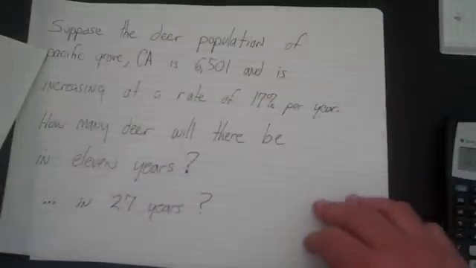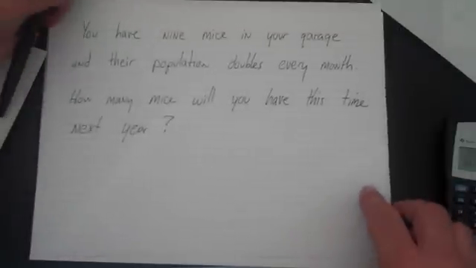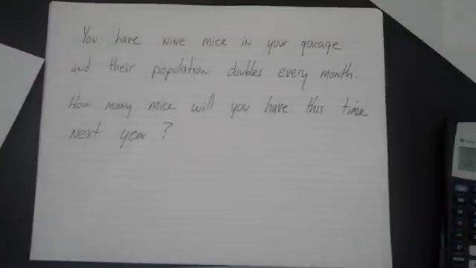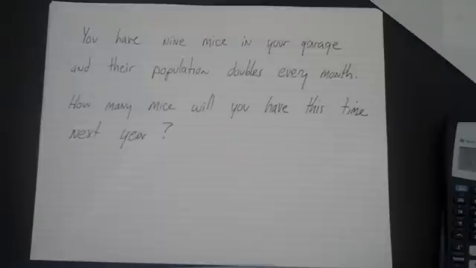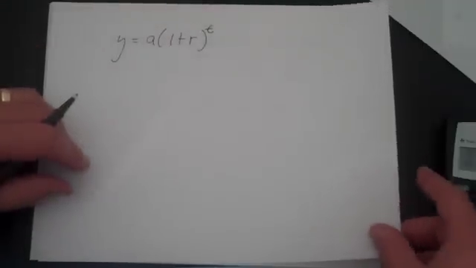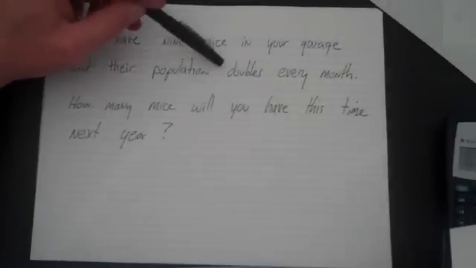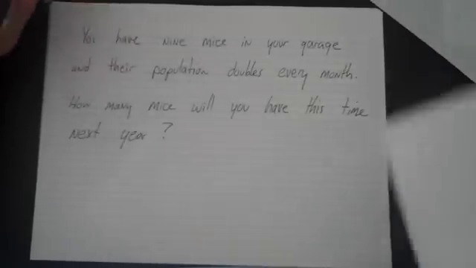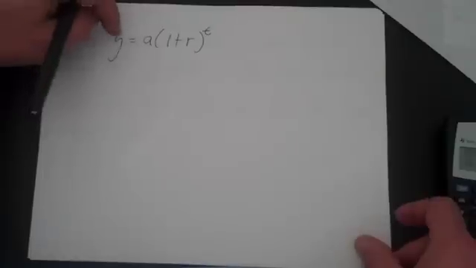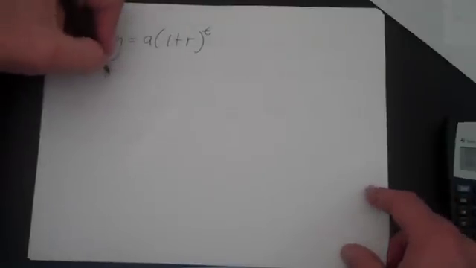Let's do one more word problem. You have 9 mice in your garage, but their population doubles every month. How many mice will you have this time next year? So, if we think about it, we have y is equal to a(1 plus r)^t. Now, how do we know this is an exponential growth problem? Well, the key is that the population grows by a constant percentage. That's what makes exponential growth, so we can just use this formula for a word problem.